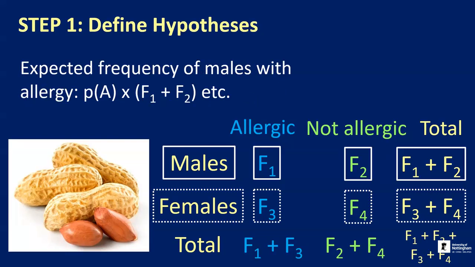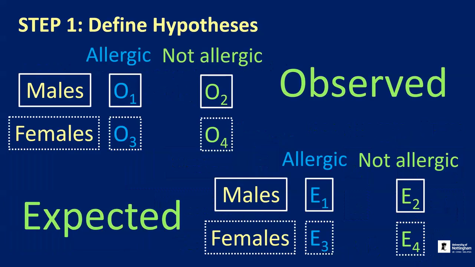So this is how you do that calculation. You say, well, we've got F1 plus F2 males in total. Here are all the males in the study in the top row of this table. So F1 plus F2 is the total number of males. I don't know, in this study we might have 1,000 males. And if the probability of having allergy in the whole population is 20%, then we do 20% of 1,000, and that would give us our expected number of men who should have the allergy if the null hypothesis is true and sex doesn't affect how likely you are to get the allergy.